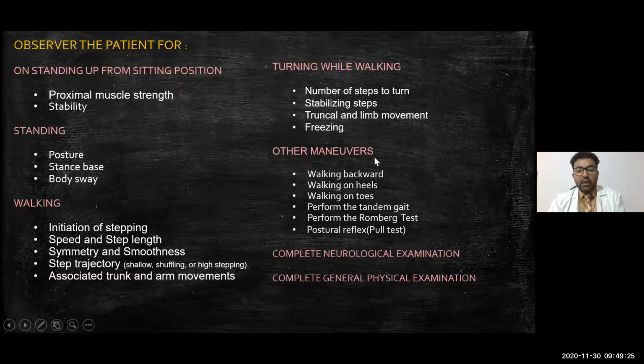Other maneuvers are: ask the patient to walk backward, ask the patient to walk on heels and toes, then perform a tandem gait, perform the Romberg's test, and also perform the postural reflex or pull test. Then do a complete neurological examination and a complete general physical examination, because with that you will have a clue about what causes the abnormal gait.